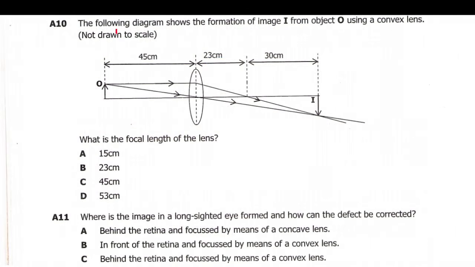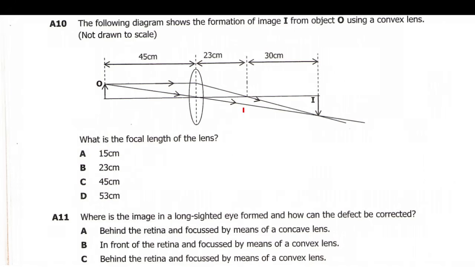Then 10, the following diagram shows the formation of image I from object O using a convex lens. Not drawn to scale. So this is the object. When the rays go into the convex lens, they are refracted, and where they intersect here, that's where the image is formed. Then the question is, what is the focal length of the lens?